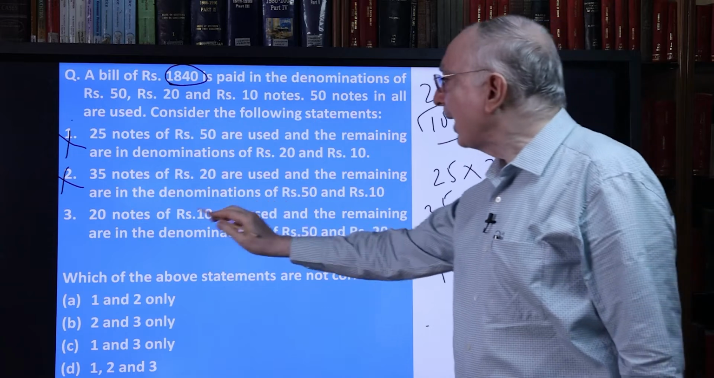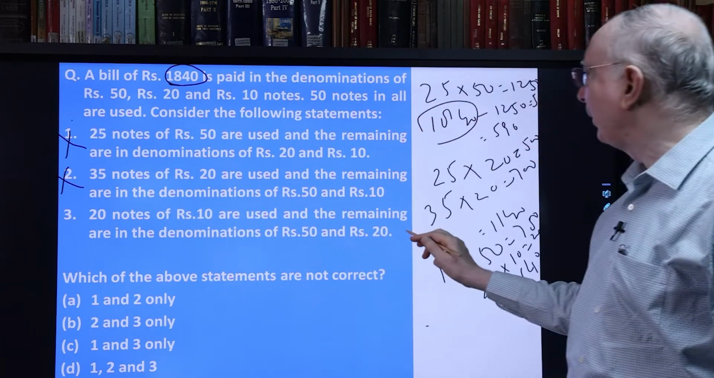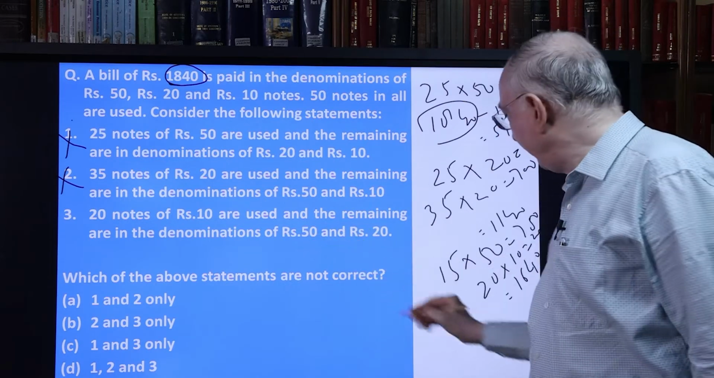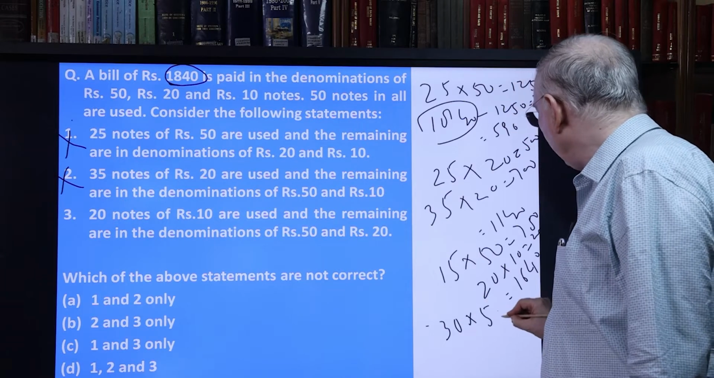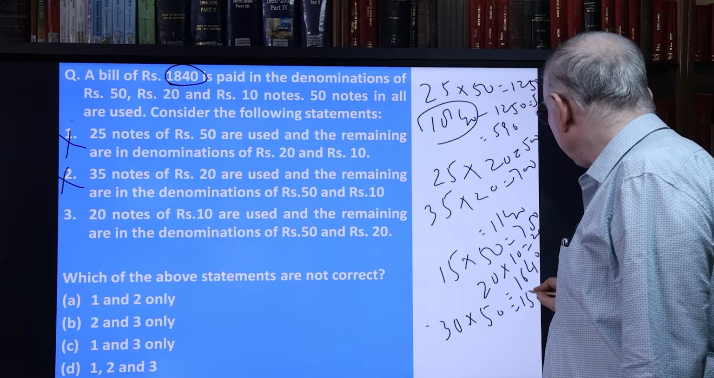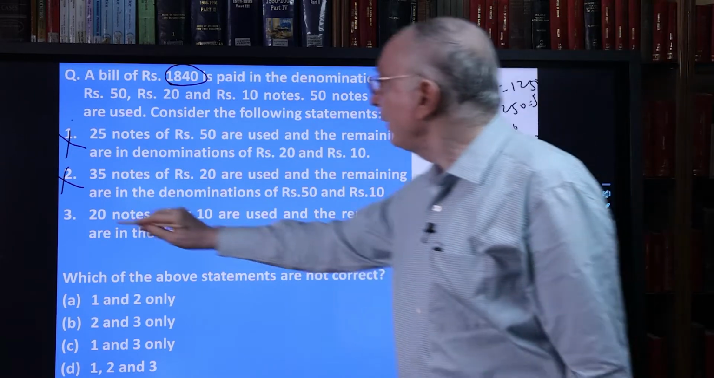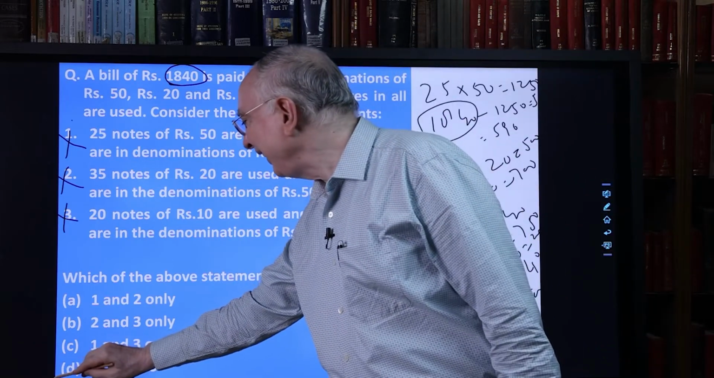Now 20 notes are of 10 and are used, and the remaining are in the denomination of 50 and 20. Even if all those remaining 30 notes are of 50, 30 into 50 will give us only 1500, which is again less than the required amount 1640. So this statement is also incorrect. Therefore, the right option is D.